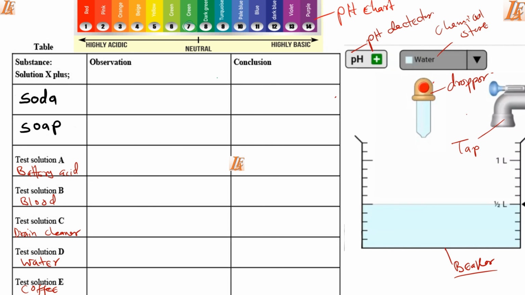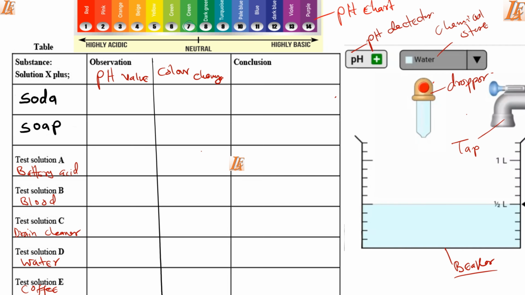In this case, what we are expected to do is that we use these apparatus and chemicals to determine whether these solutions are acidic, basic, or neutral. So in our case, we are going to make two observations. One, the observation on the pH value. Another observation we are going to make is the color change. Then finally we will conclude either it's acidic or basic or neutral.